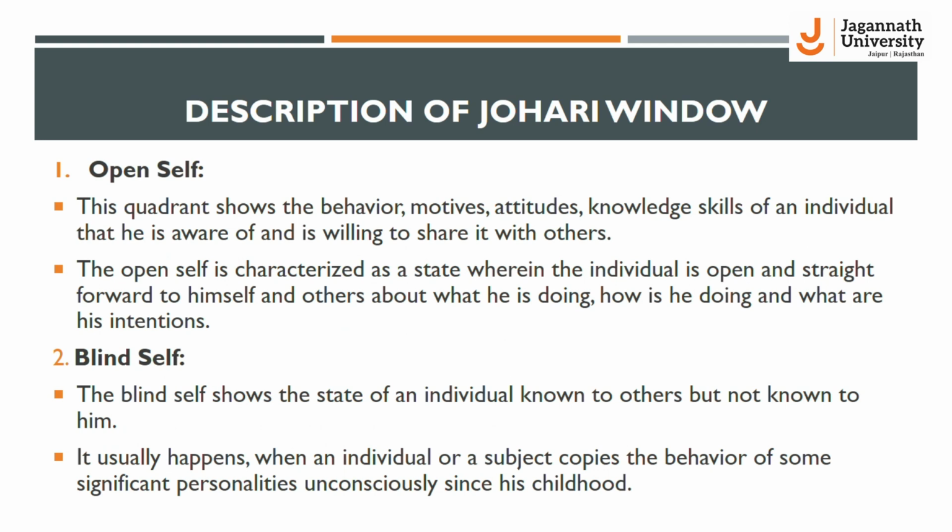So the blind self shows the state of an individual known to others but not known to him. So we can see in our peer groups that there are many people that we know about their certain behaviors, but they are blind to their own behaviors. And how does it impact the organization? That we will discuss further. It usually happens when an individual copies the behavior of some significant personalities unconsciously since one's childhood.